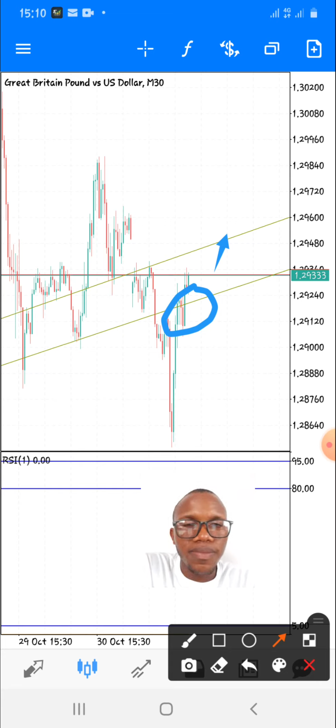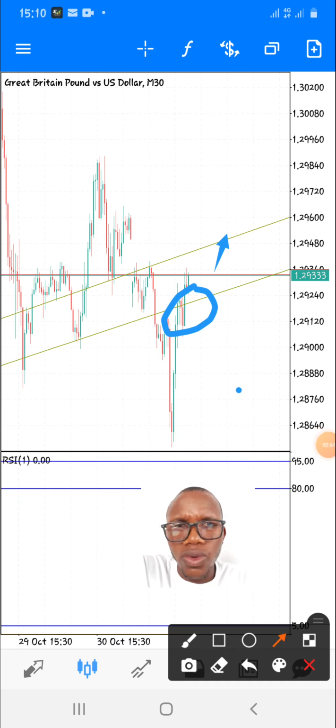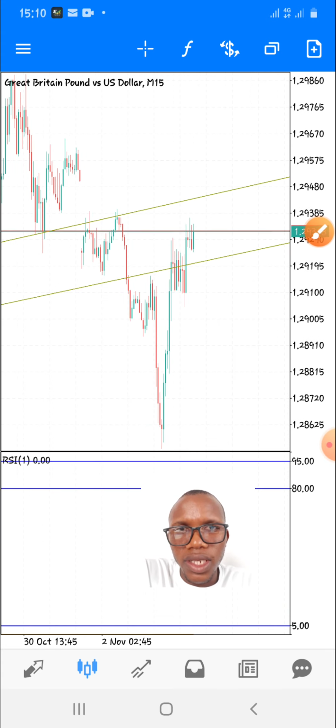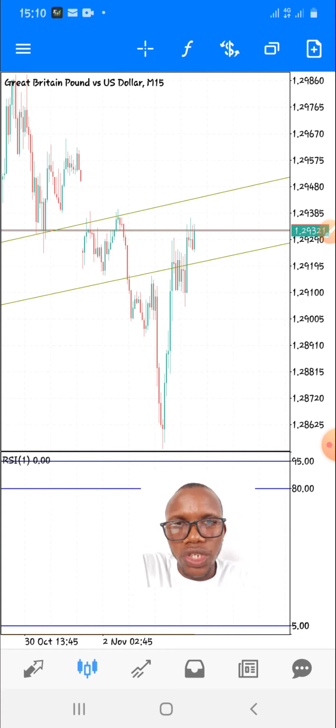So I think you can clearly understand the importance of analyzing the chart using your naked eyes. We can also go to the 15-minute time frame. You see the trend lines. As the trend line has been broken, the price is still bullish.